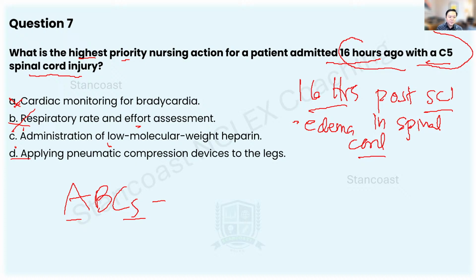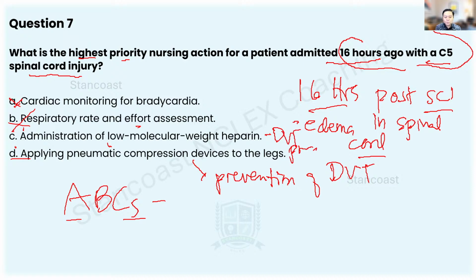What about letter D, applying pneumatic compression device? This is another good intervention. Prevention of DVT, deep vein thrombosis, same thing with this. DVT prevention. But it will not take precedence to letter B. Again, airway is our priority.